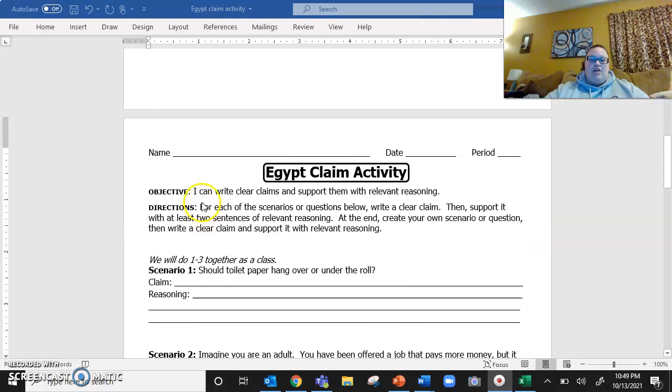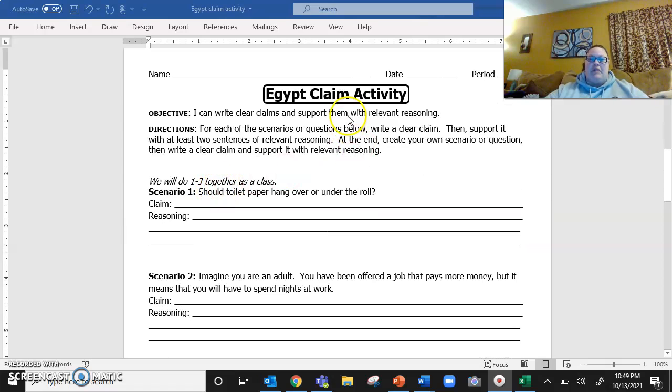Okay, so with that said, if you don't have this paper, then you are going to do this digitally online, but you should have this paper from class. Follow along with me as we read our objective. I can write clear claims and support them with relevant reasoning. Here's our directions. For each of the scenarios or questions below, write a clear claim. Then, support it with at least 2 sentences of relevant reasoning. At the end, create your own scenario or question, then write a clear claim and support it with relevant reasoning.